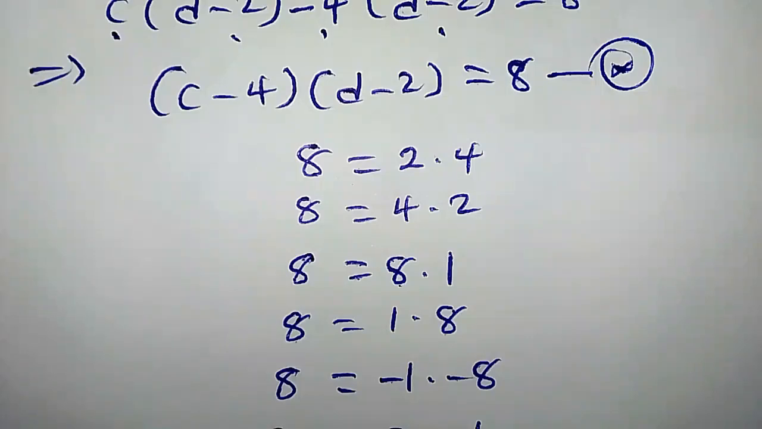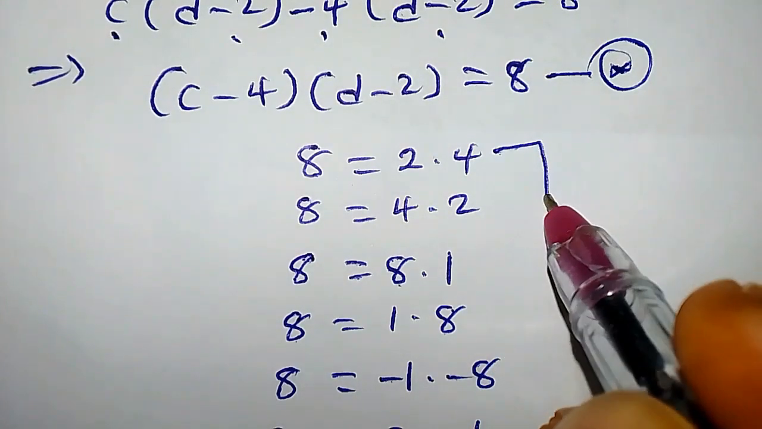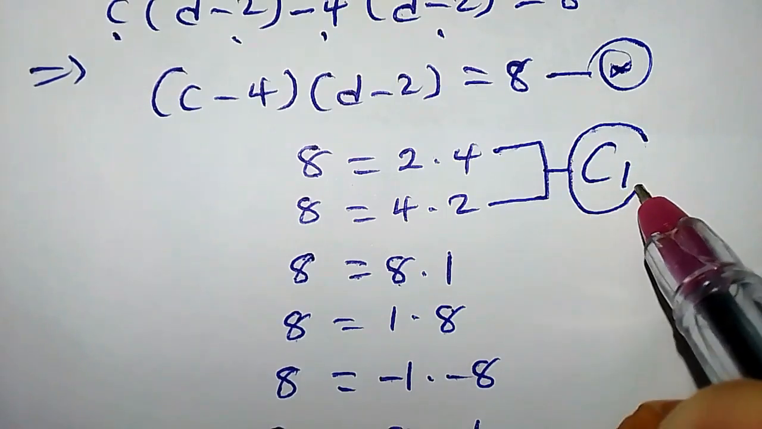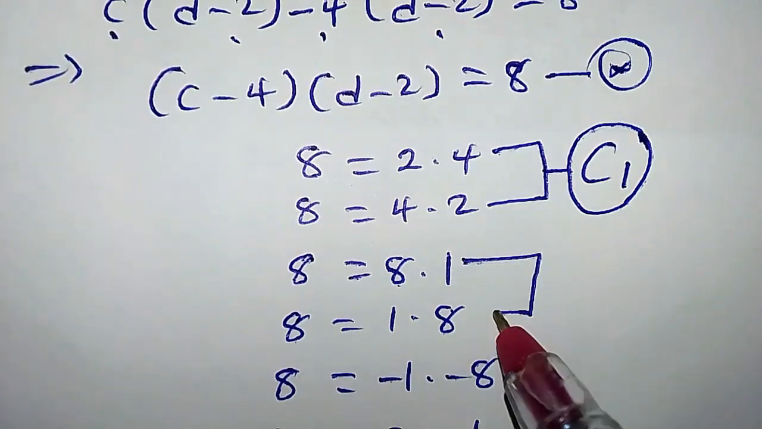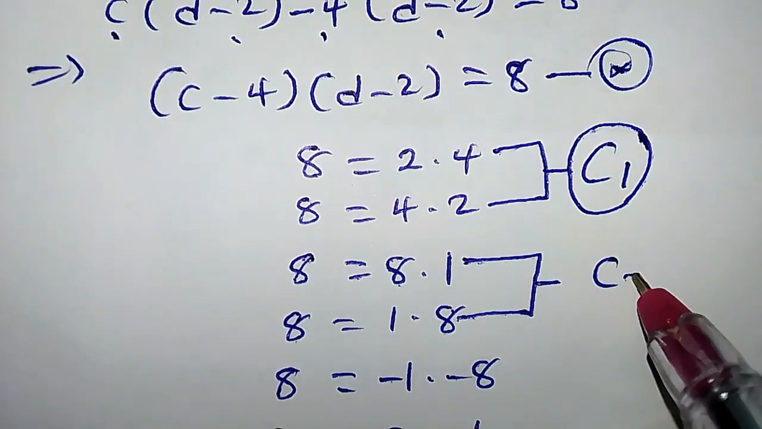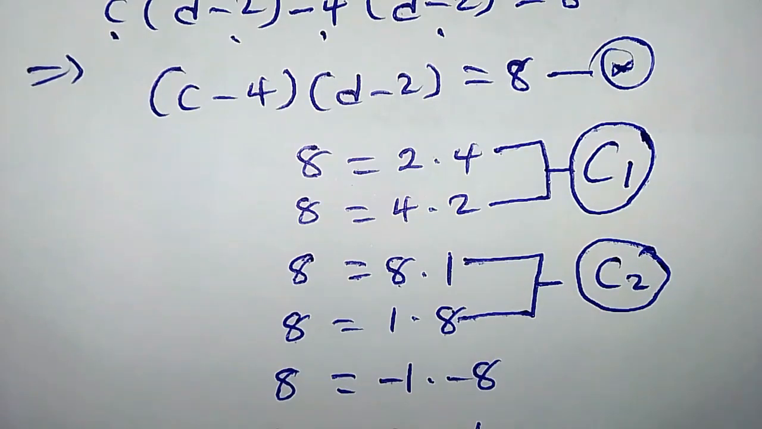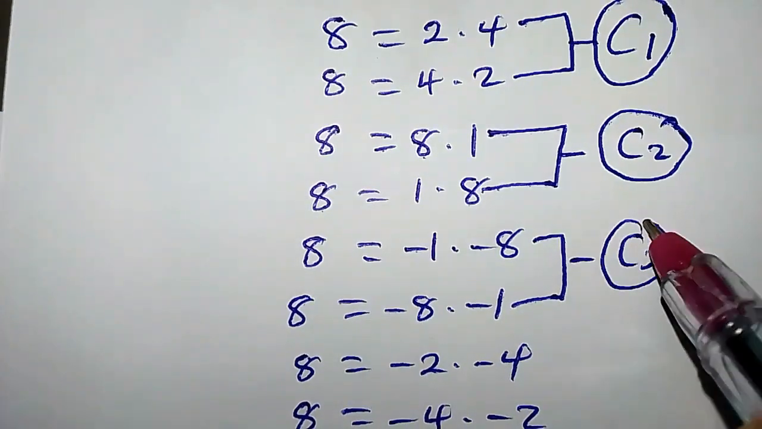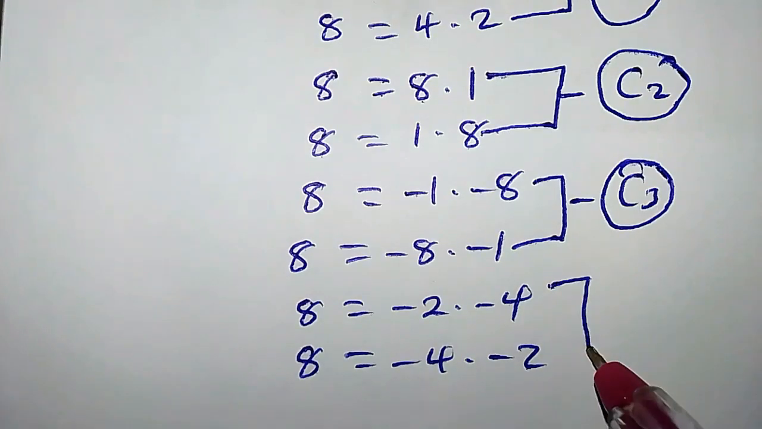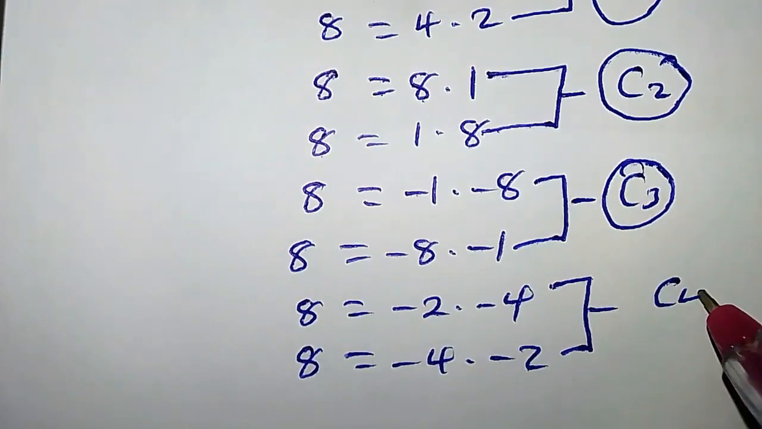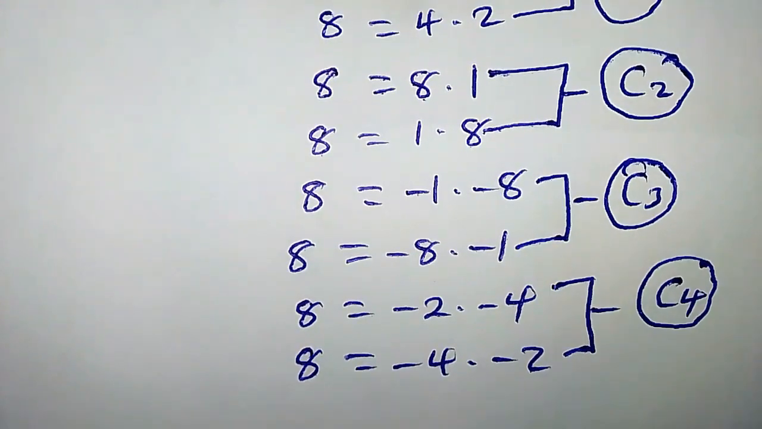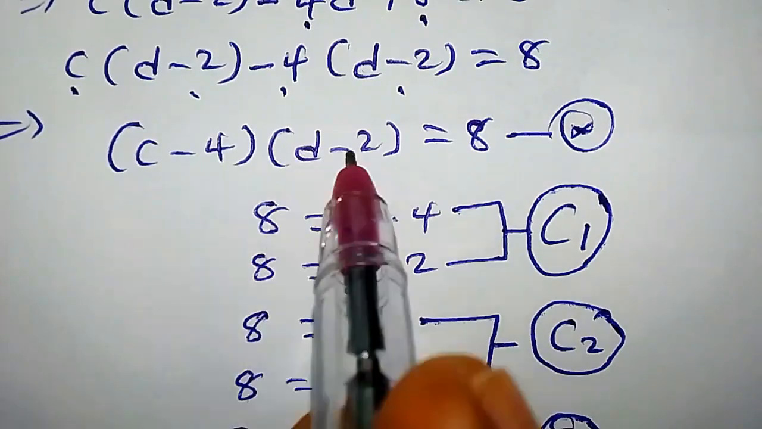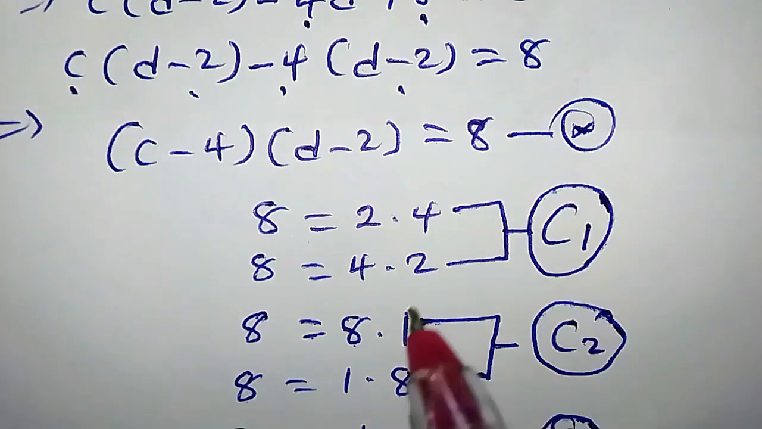So, let us call these two C1, that is case 1. Let us call these two also C2, case 2. And this C3, that is case 3. And this also, let us call it C4, case 4. We will now consider each case by using this particular equation star.